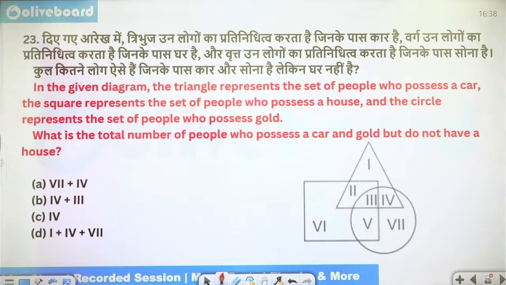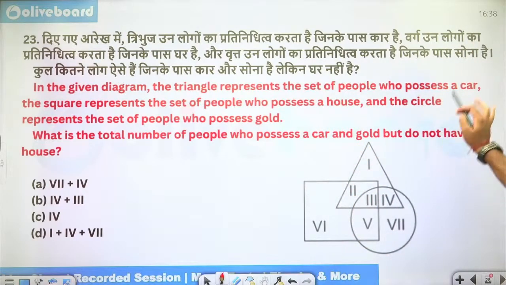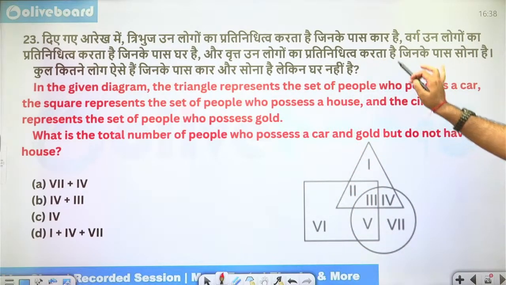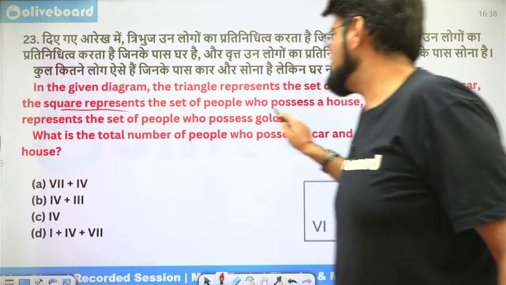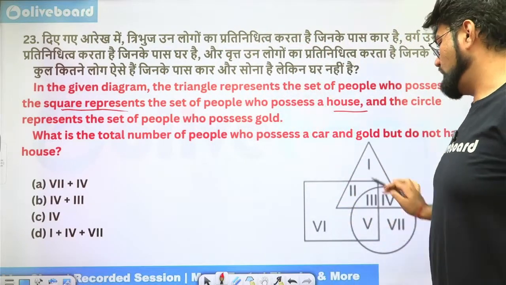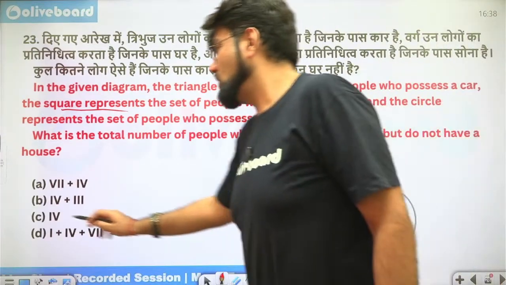Very good. Total number of people who possess a car and gold but not house. Now, again, same thing. 3 entities, only one is not. So, not house. Look for the house. What is house? House is this square. Square represents the house. So they should not be a part of the square, but should be common in both the others. So, it's 4. Roman numeral 4. Option C.